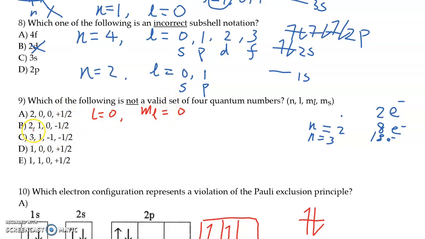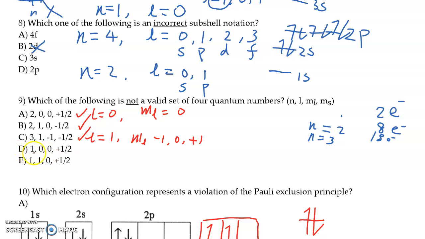So let's look at this one, B now. This is level number 2. When L is equal to 1, that means p orbital. So this one is good. For 3p, when L is equal to 1, the allowable ml will be from -1, 0 to positive 1. So this is good.